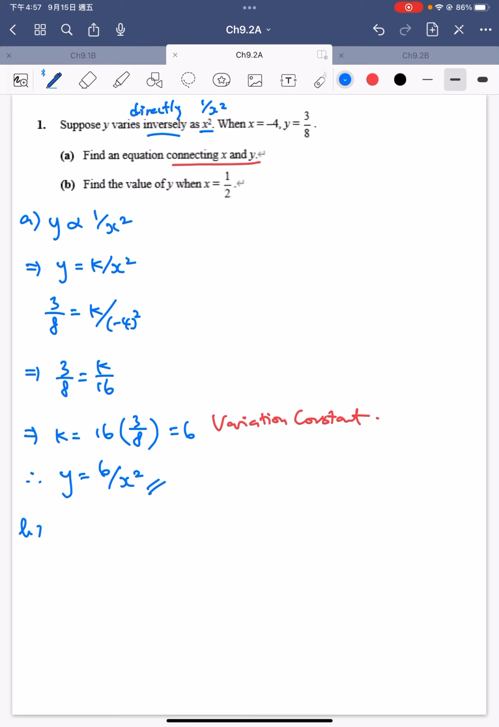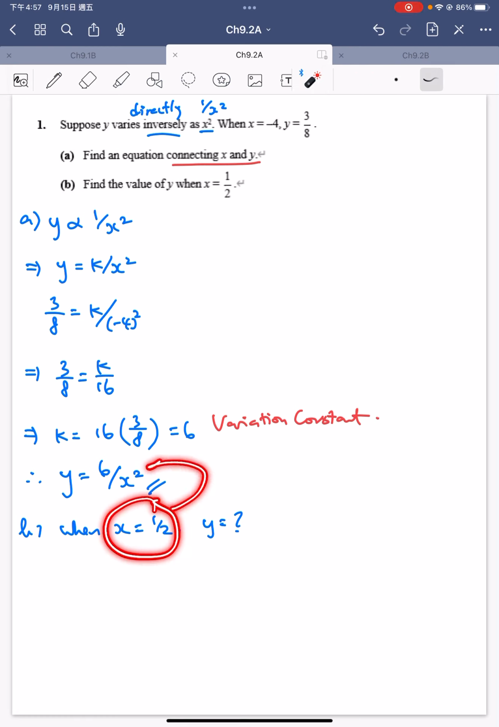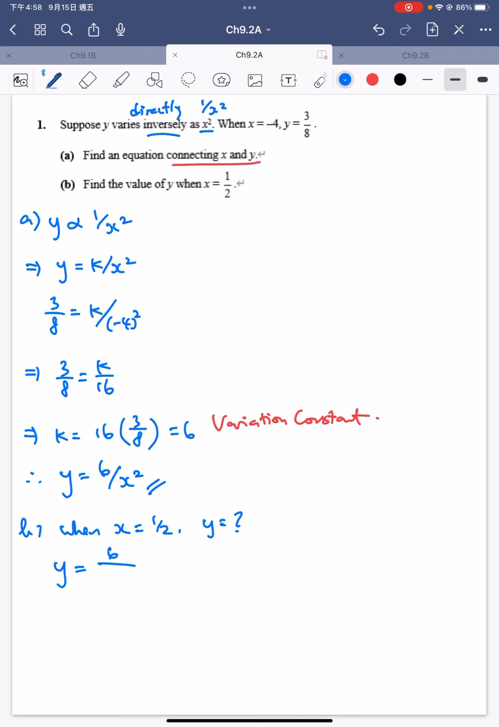Part B is asking for the value when x is equal to a half. So which means that when x is equal to a half, what's the value of y? So basically we can just substitute x is equal to a half into this formula. Then we have the value of y is equal to 6 divided by half squared. So a half squared gives you a quarter, which means we can change it back to 6 times 4, which will give you 24. So the answer for y should be 24.